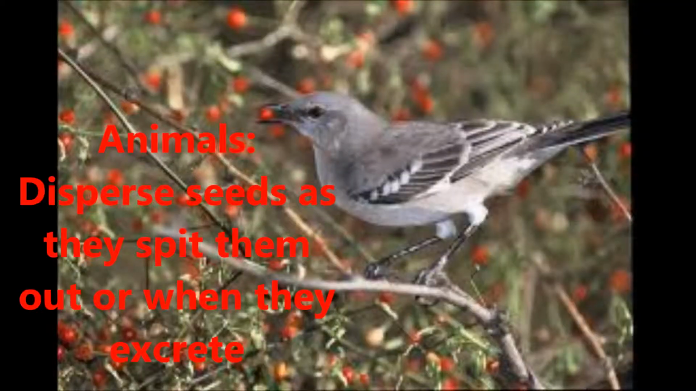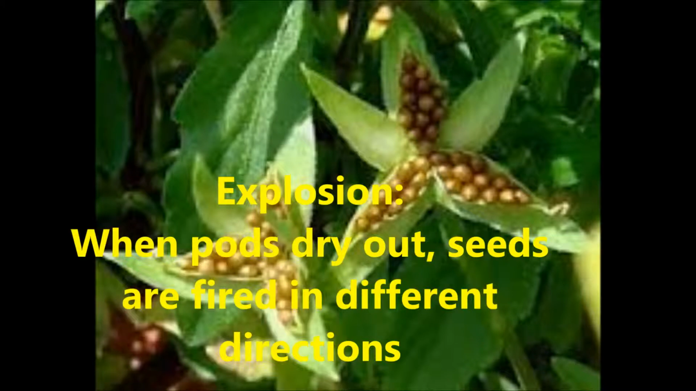When animals eat fruit, the seeds will then be dispersed when they spit them out or excrete them. Seeds may also have special structures that can hook onto the fur of animals and be taken to a new location. The final form of seed dispersal is explosion dispersal. Seeds are found in pods, and when these pods start to dry out, the seeds are fired from the plant in all different directions.